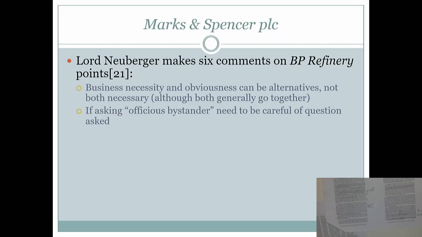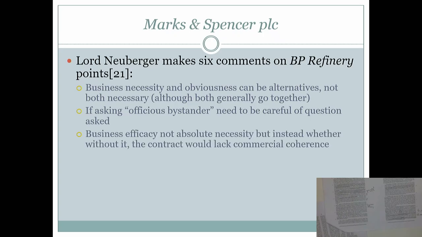And if you're asking an officious bystander, someone at the time of contracting, does this go without saying, you need to be careful of the question that you're asking. And when we're talking about business efficacy, we're not talking about absolute necessity, but instead whether without it the contract would lack commercial coherence. So, for example, in The Moorcock, it was not absolutely necessary that the risk that the riverbed is not safe be on the jetty owner. It could have been on the ship owner. But that's an example where the contract would have lacked commercial coherence, mainly on the imbalance of knowledge required to know whether the riverbed was safe. And so that's what you're really asking about when you talk about business efficacy.